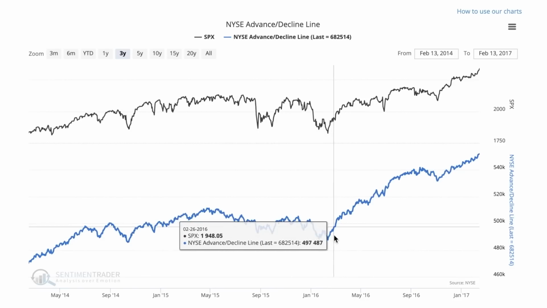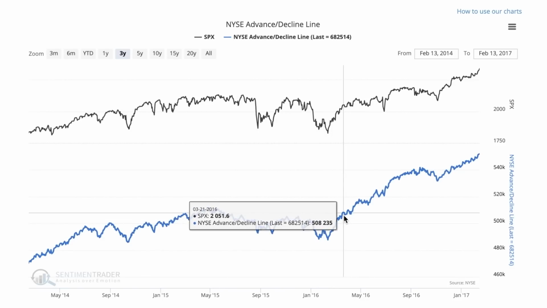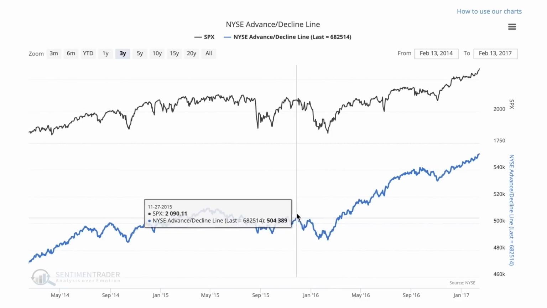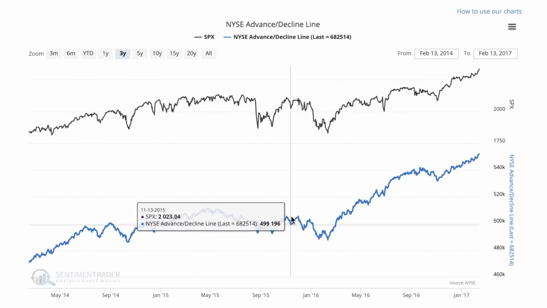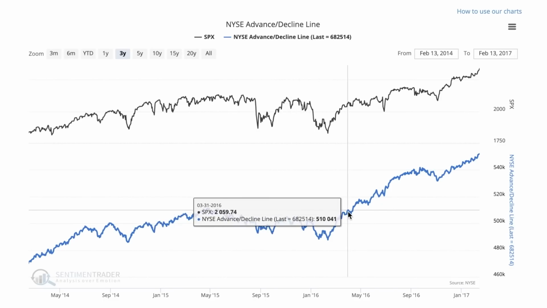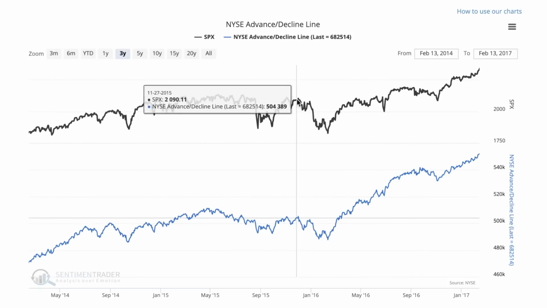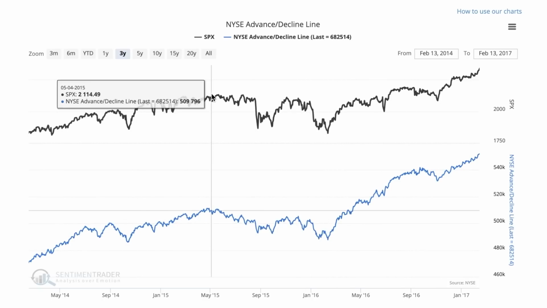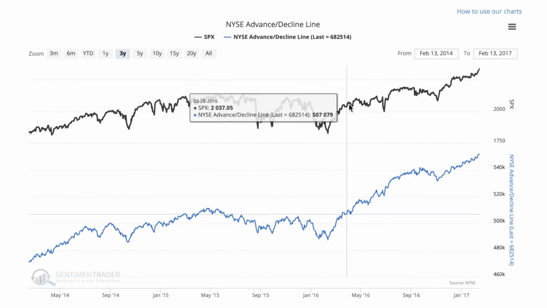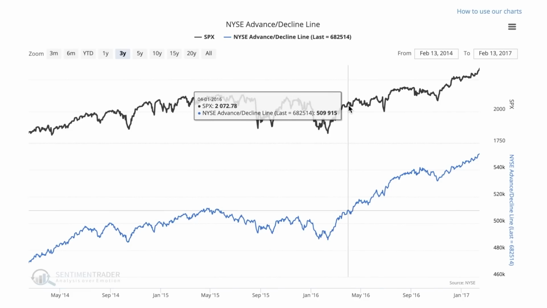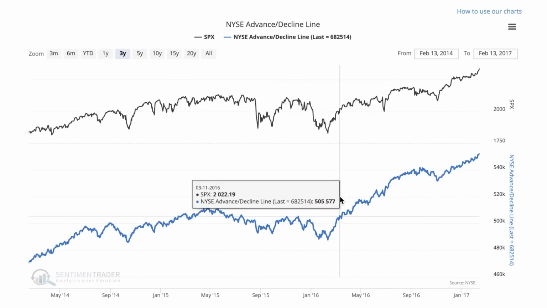Then look at what happens in 2016 right here. Advanced decline line taking out those previous highs. You can see here it's higher than where it was in 2015, and yet look at where the price is. It's still lower. It hasn't yet taken out those highs. So again, advanced decline line predicted the correction. It predicted the second correction, and it also told you that this recovery was the real deal and that there was going to be more strength.